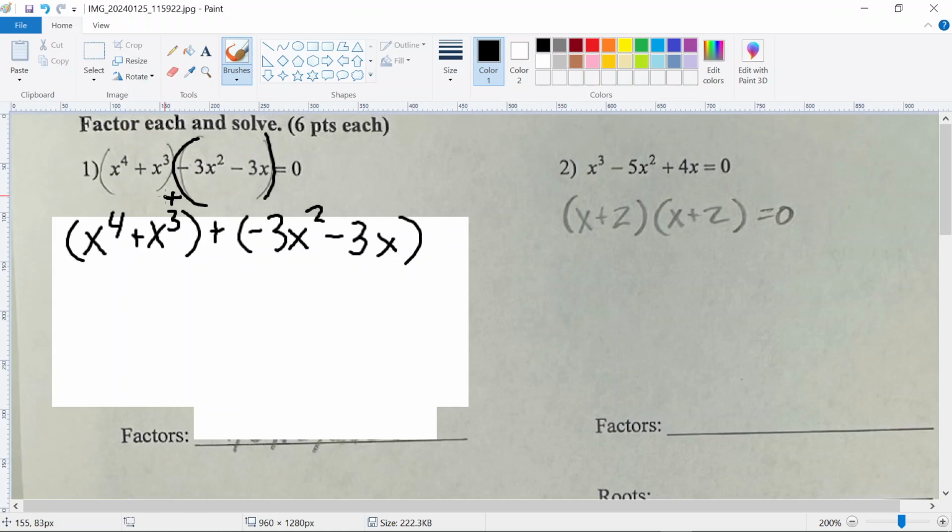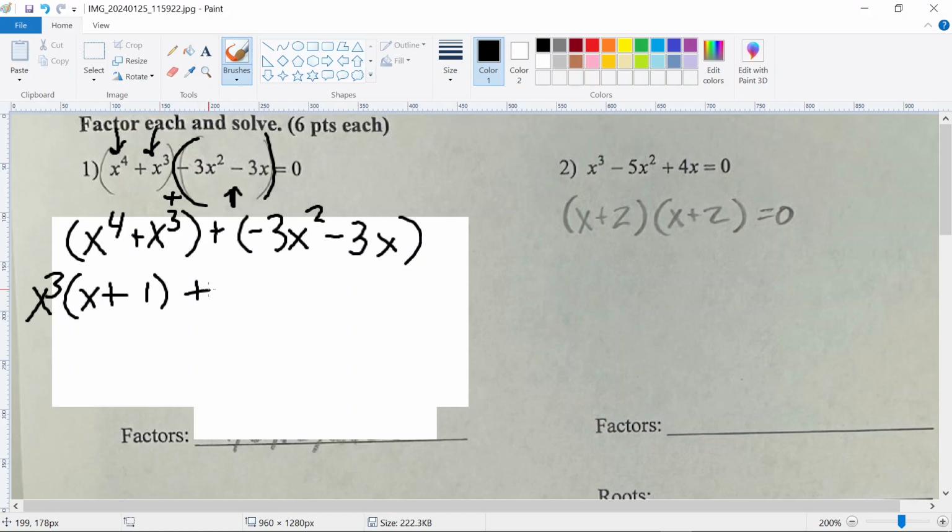Well, I look for things that I think have common terms. So those two have x cubed as a common term. These two have minus 3 as a common term, minus 3x actually. You could pair them other ways and it would work, but I'm going to do it this way. So I'm going to factor out x cubed on this one. 4 minus 3 is 1, so that's x to the first. 3 minus 3 is 0. X to the 0 is 1.